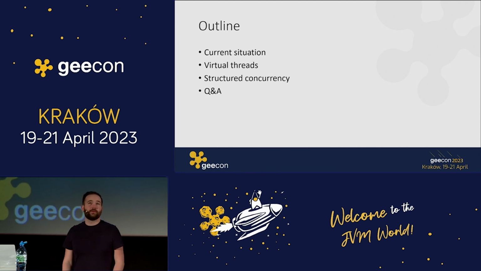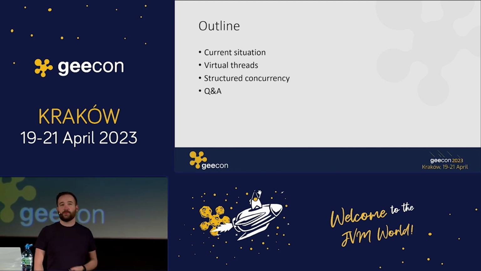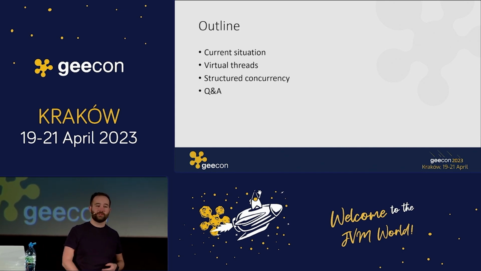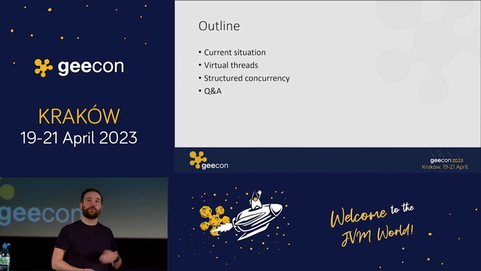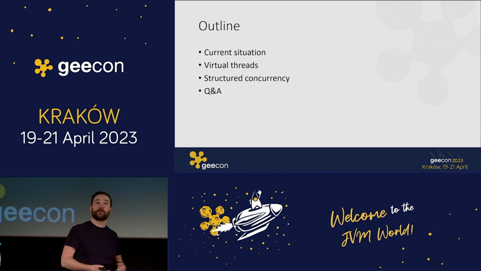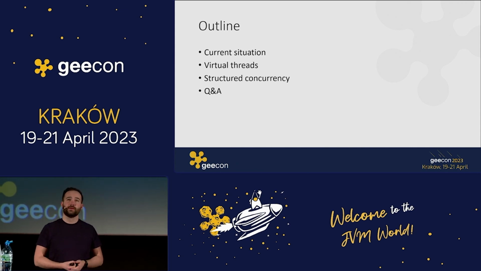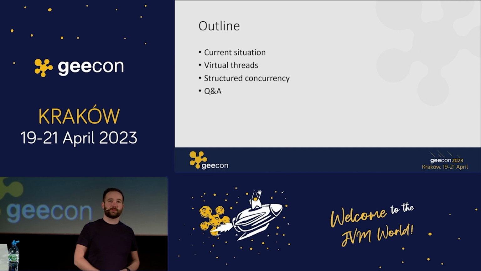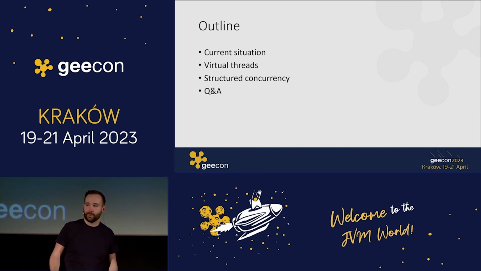So let's start, because we have a lot to cover today. I will start with the current situation. How are we using concurrency now inside Java? Then I will slowly go into virtual threads. What are they? How can you use them? How can we create 1 million of them, or even 100,000? And then we will slowly go into structured concurrency, where I will show you how you can manage all these threads. And at the end, there is some time for a Q&A.